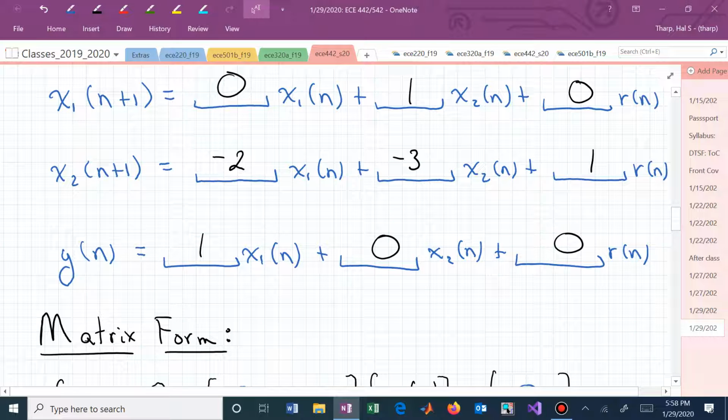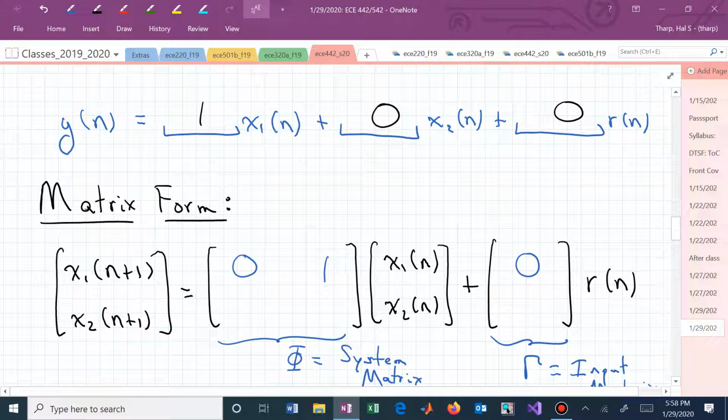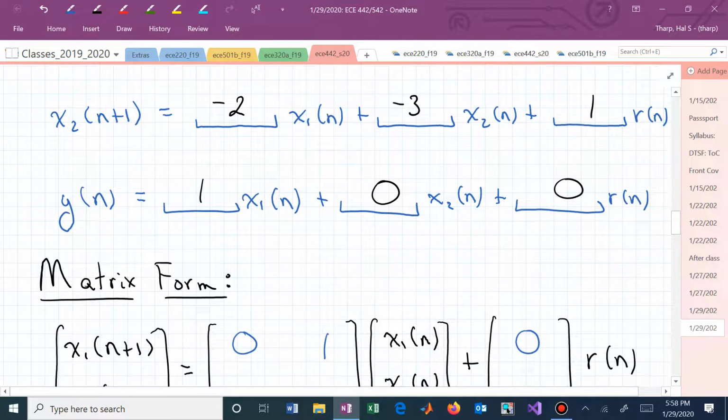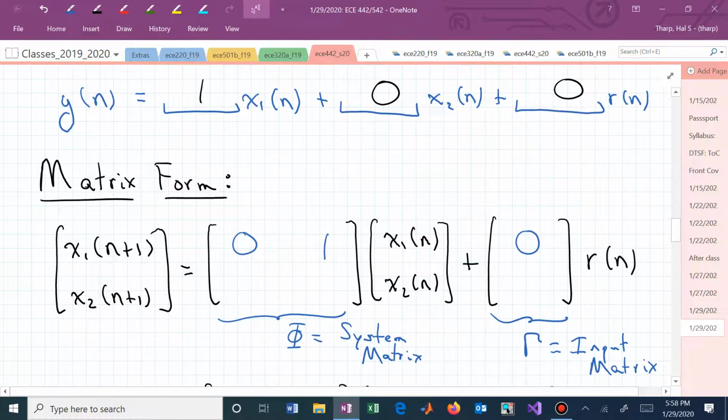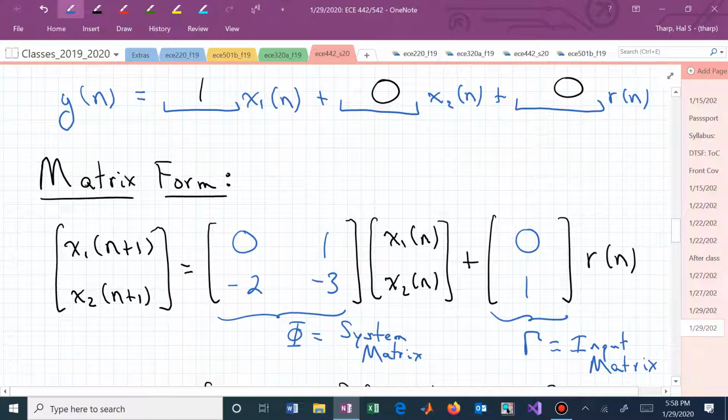Are we comfortable with where those coefficients came from? We're simply rewriting those difference equations in a matrix form. And now we can fill in the second row of both phi and gamma. Minus 2, minus 3. And gamma has a second row of 1.